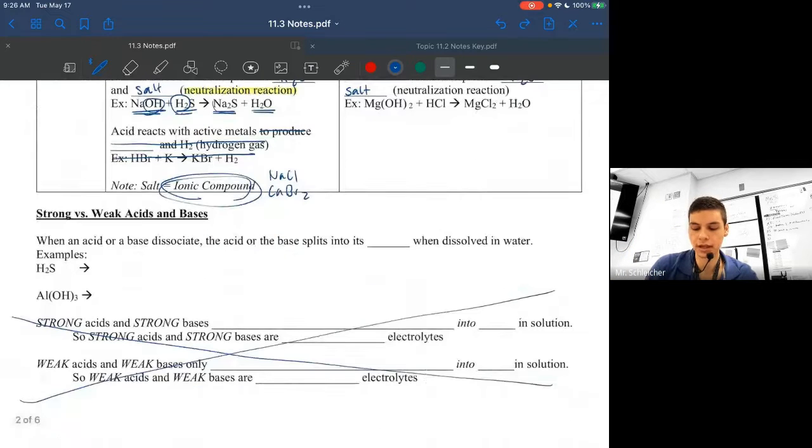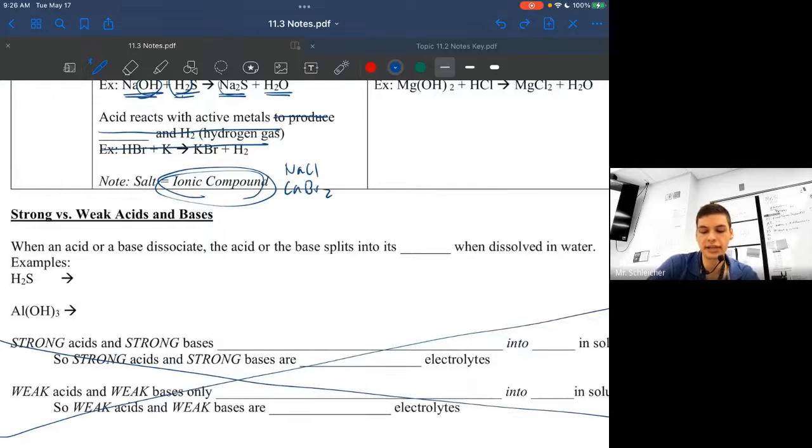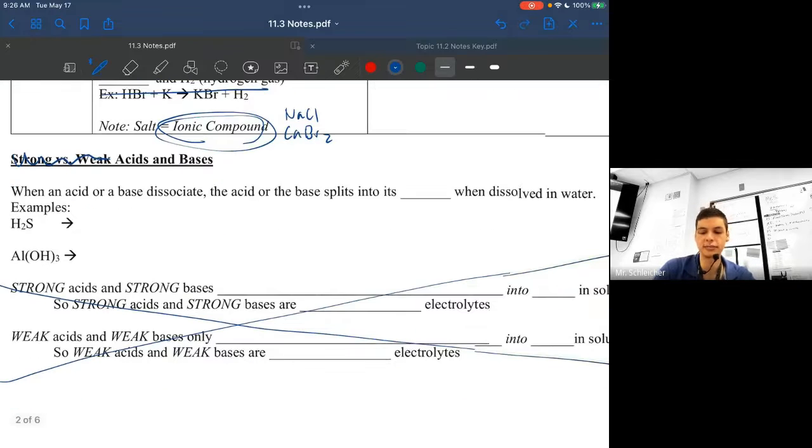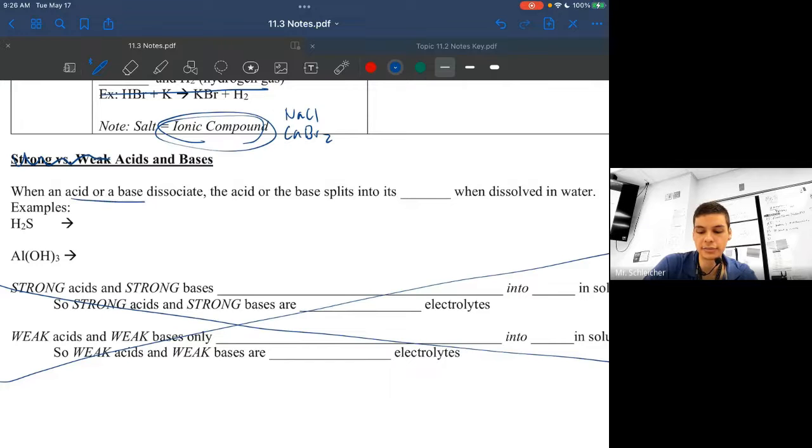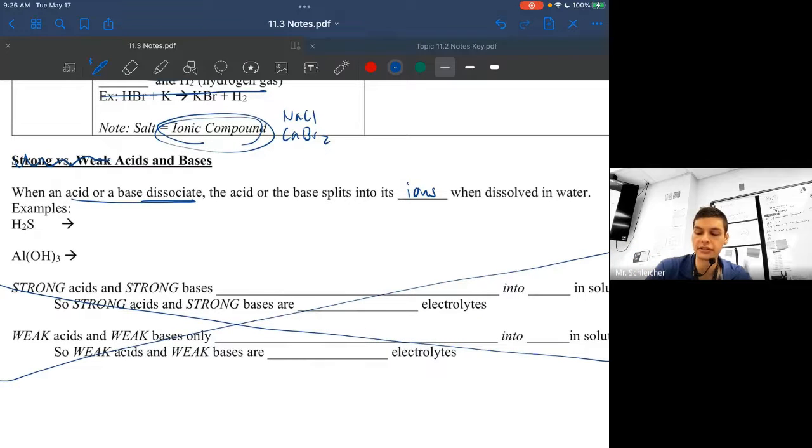Okay. So we are going to skip this explanation of strong versus weak acids and bases, but we are going to talk about when an acid or base dissociates really quick. So when an acid or base dissociates, the acid or base splits into its ions. And that's just kind of what we were showing before, whenever it's dissolved in water.